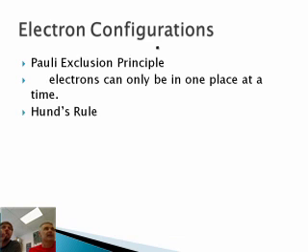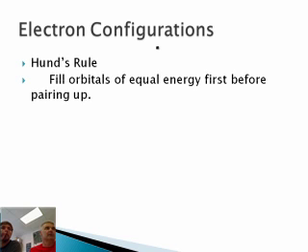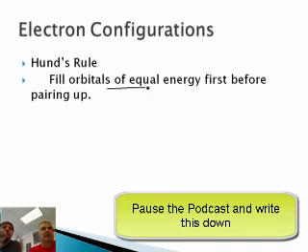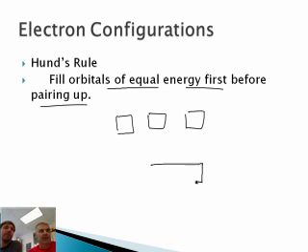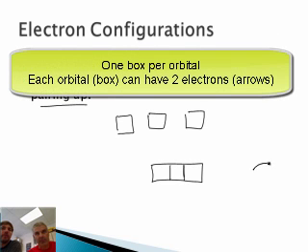And the last one is called Hund's rule, and that says that you fill orbitals of equal energy first before pairing up. Now we learned about an orbital, and actually orbital notation, we use these things called boxes. So if I've got three orbitals of equal level, those are boxes, and those would be like p orbitals that we talked about in the previous podcast.